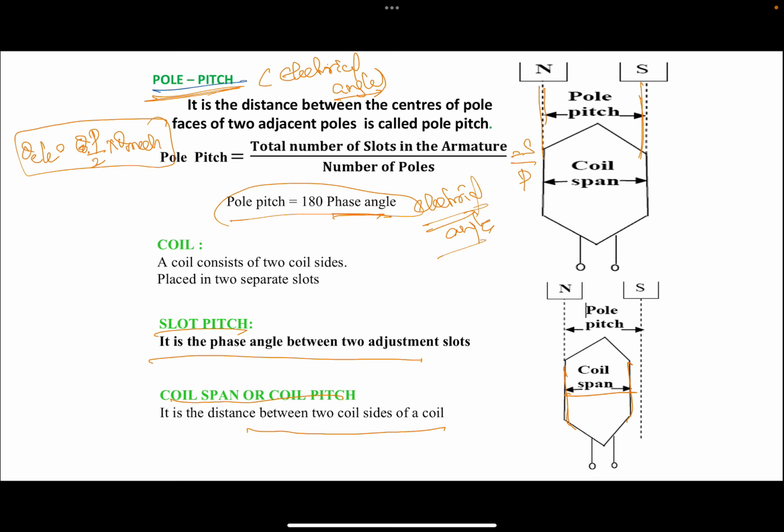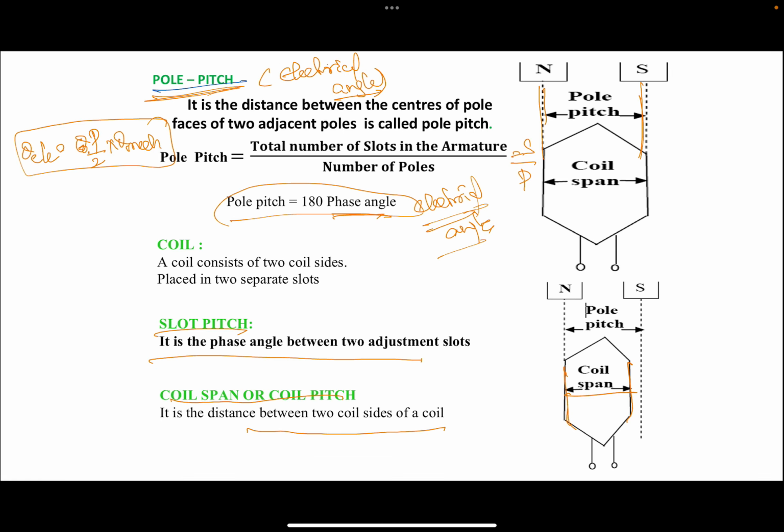The phase angle between two adjacent slots. We'll try to represent the formula here also. Slot pitch is 180 by S by P. Slot pitch formula is 180 by S by P here. Sorry, it is slot angle. We'll make a separate heading and discuss it here.